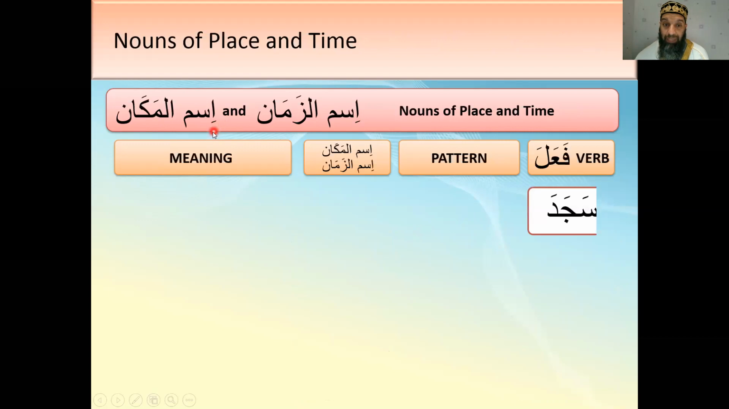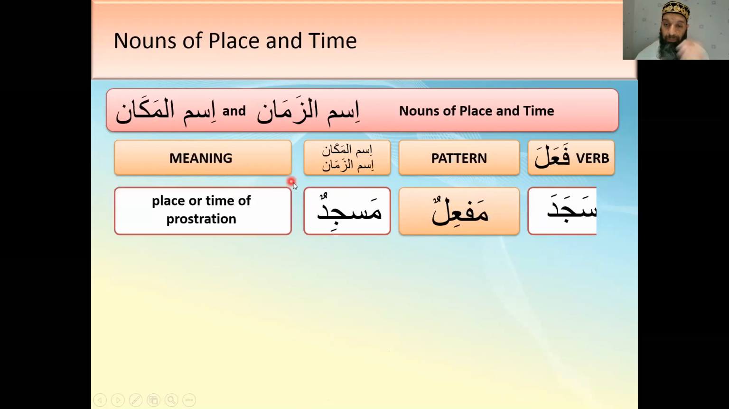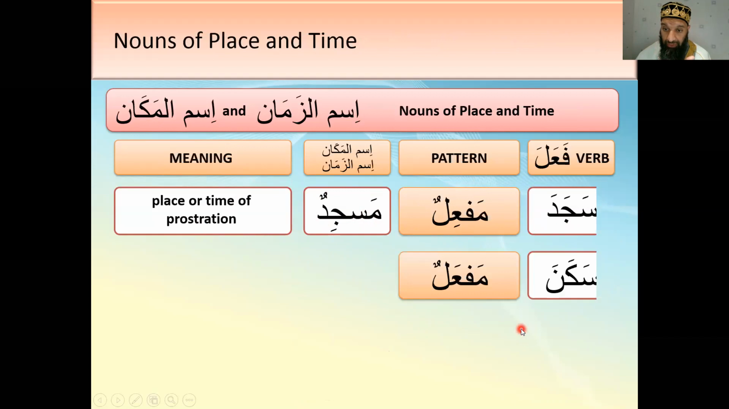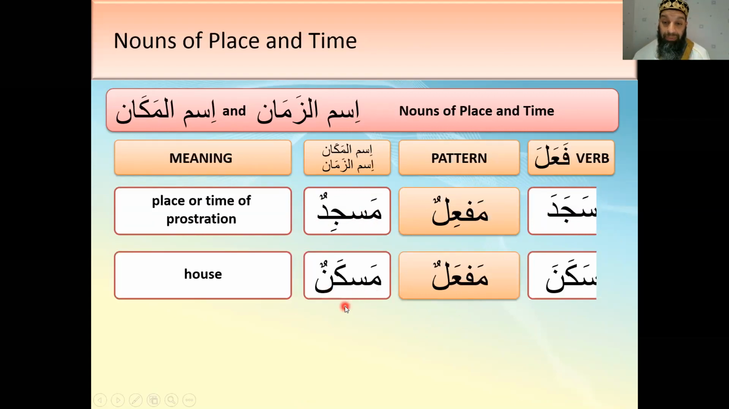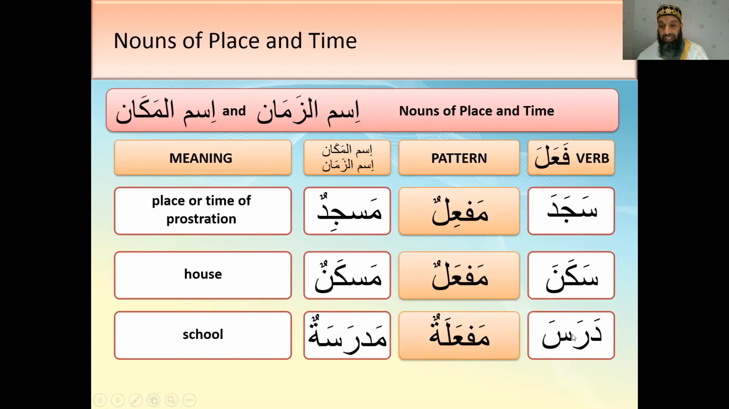This is now the name of the place. Look, sajada is sajada. You put it in a maf'ilun pattern, masjidun. It's the place of prostration. Yeah, it's got sajada in there, but the maf'ilun pattern makes it into the place of that verb. Sakana is where you rest, sorry. Maf'alun is maskanun. Maskanun is the place of rest, the place of relaxing. Maskanun also means house. More commonly, baytun is house. Darasa, to study. Maf'alatun is also another pattern for the place of that verb. And madrasatun is the school, the place of that verb.